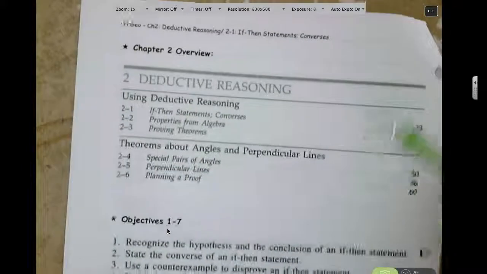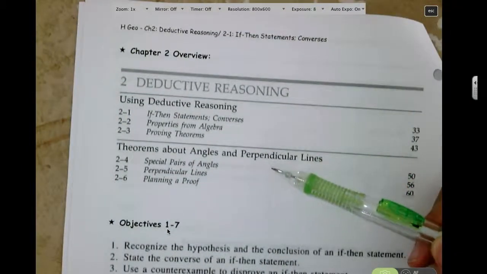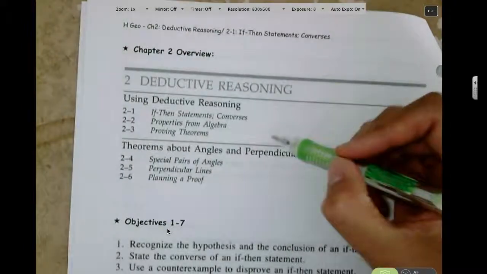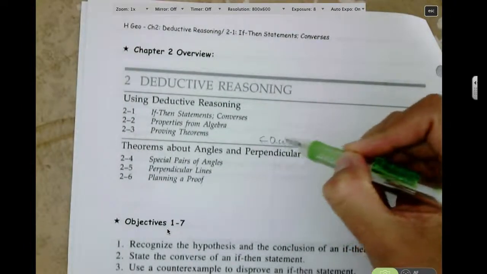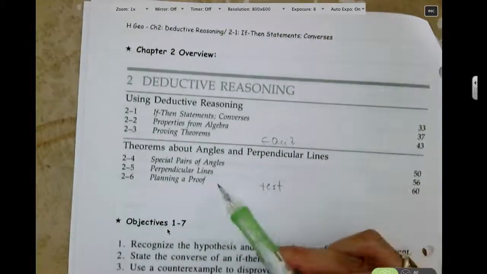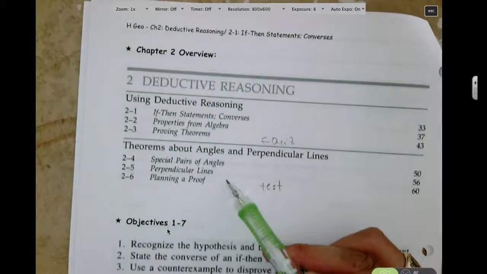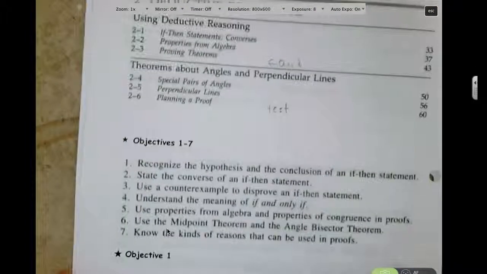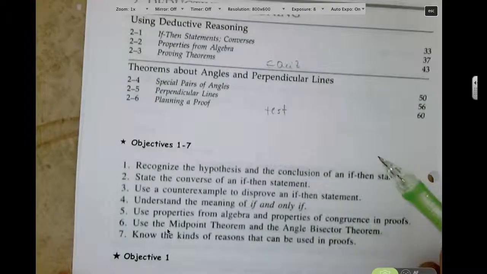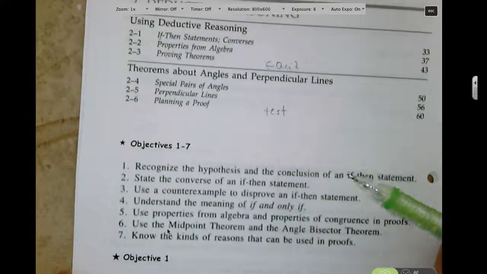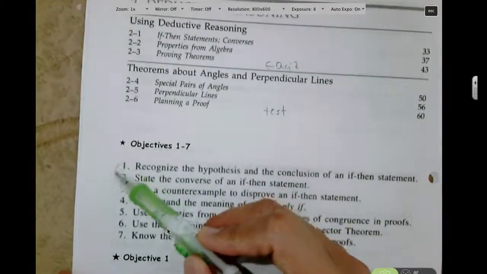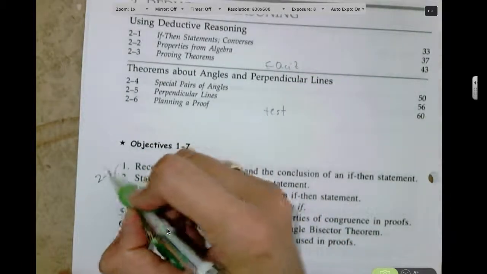Okay, here is what we have in chapter 2. We have 6 sections, and we will probably do a quiz here, and then a test here. Okay, we will start writing proofs in chapter 2. Here are 7 objectives for the first 3 sections. And then 1, 2, and 3 are in 2-1.